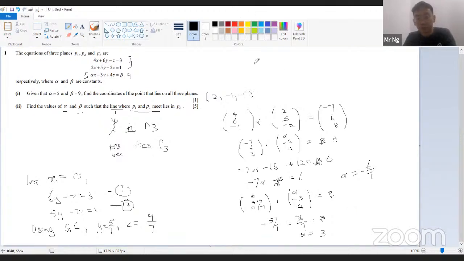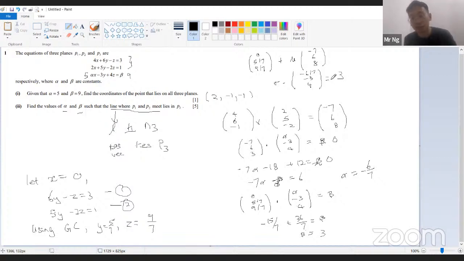Just let me check my workings a bit. Okay, so the equation of the line will be 0, 5 over 7, 9 over 7, then after that plus 2 mu. Minus 7, 6, 8. Then the equation of the plane will be r dot minus 6 over 7, minus 3, 4, equals 3.